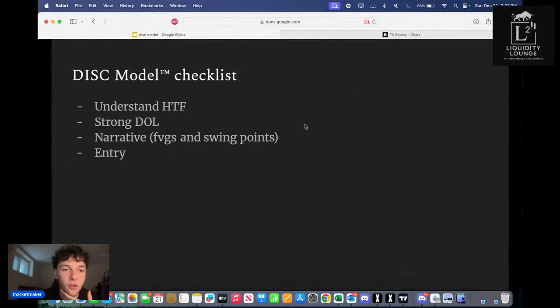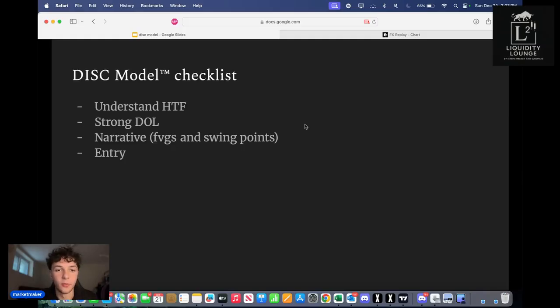For this model, it's very important to understand the higher time frames. We're looking at the weekly, the daily, and the 4-hour to understand where the market could possibly move to. And we want a strong draw on liquidity. We're not trading to unfilled 15-minute or unfilled 5-minute gaps. No, we want a strong draw on liquidity. I have a checklist on the next slide, I think, for that.